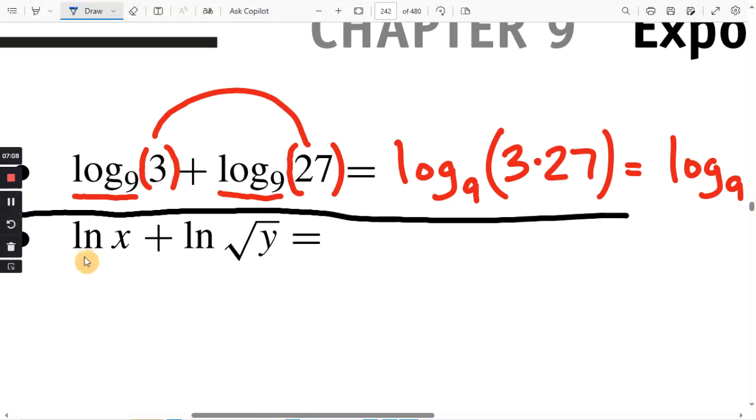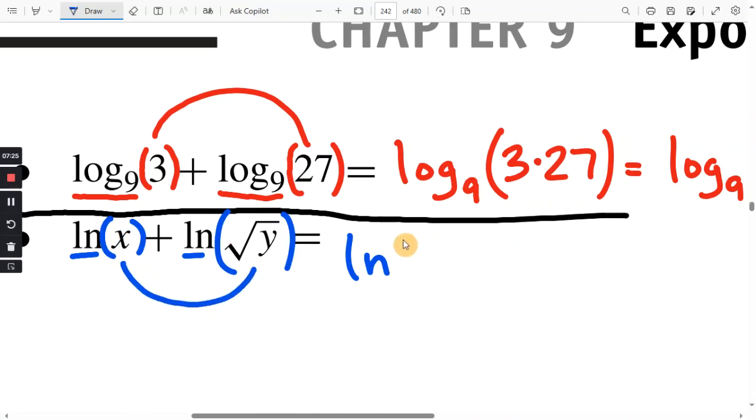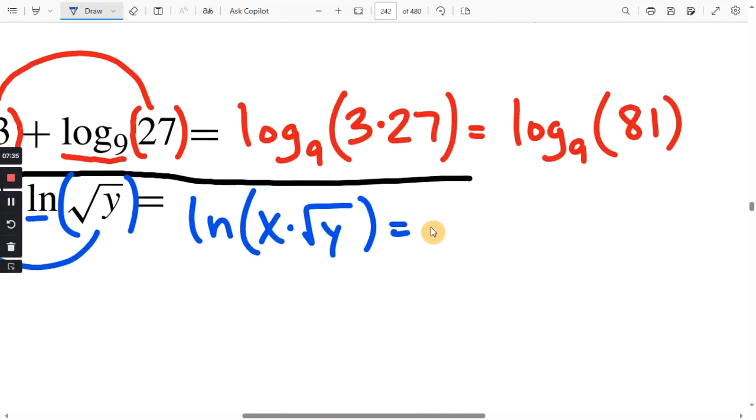Okay, here we have ln and ln. They both match, so I'm going to keep the ln part of it. And then the argument is going to be x and radical y. So we're just going to multiply x times radical y in the parentheses. Okay, there is nothing we can do with that. So it's just ln of x radical y. There's nothing to combine right there.